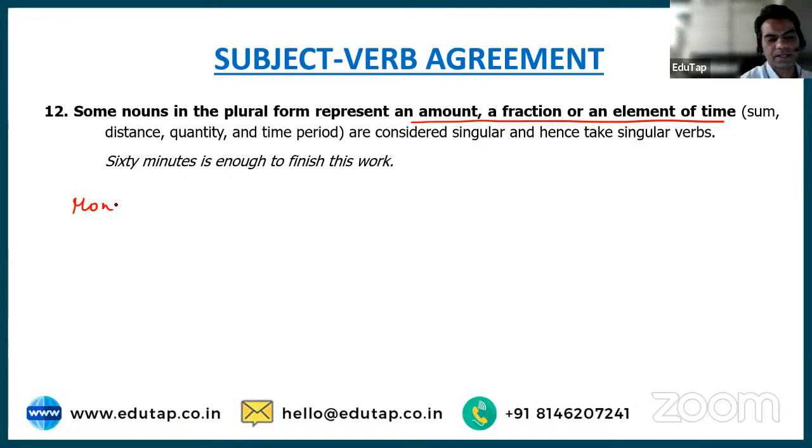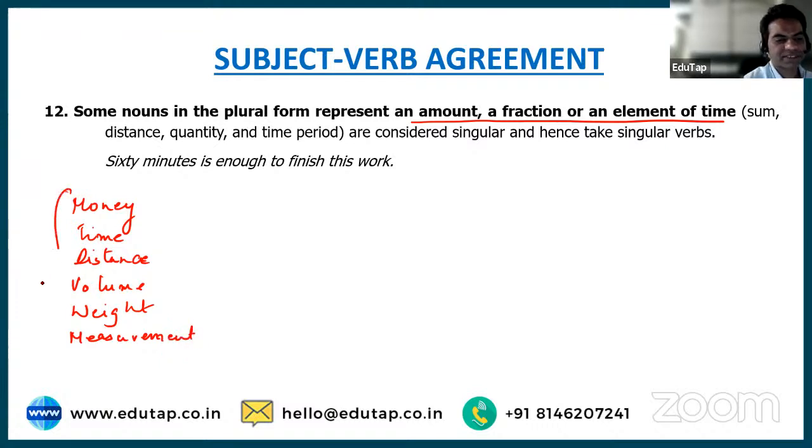If a number represents one amount of money, time, distance, volume, weight, or any sort of measurement, but one amount, it should be one amount, not separate amounts, it always takes a singular verb. I'll give you an example for all of them.